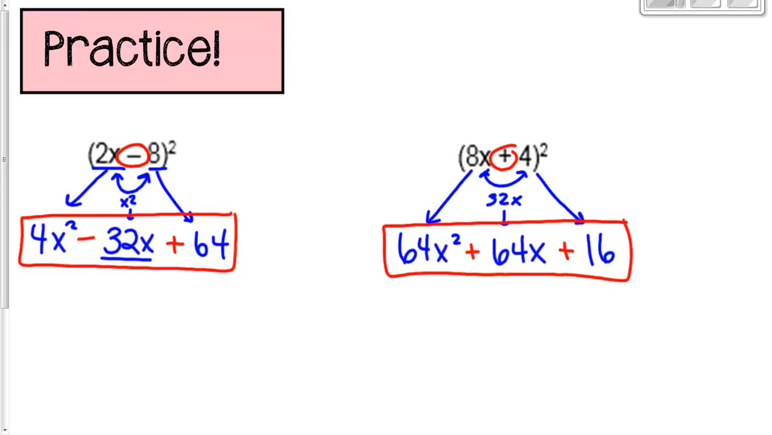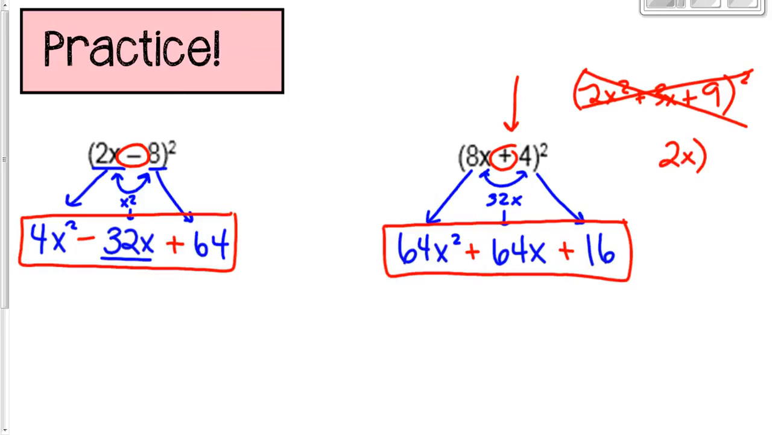Okay? Now, let me remind you, this only works when you are squaring a binomial. For example, if I did 2x squared plus 3x plus 9 and I squared it, this ain't gonna work, okay? Because that's a trinomial, right? If I did 2x and I squared it, not gonna work. This is a monomial, okay? Just don't apply this to everything. I don't want you to start just squaring like crazy and doubling. It only works if you have a binomial that you are squaring, okay?